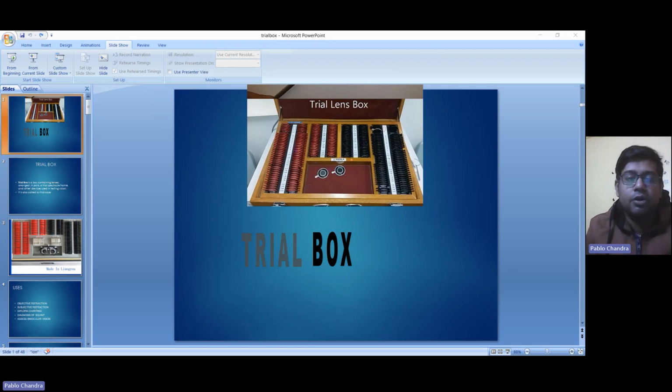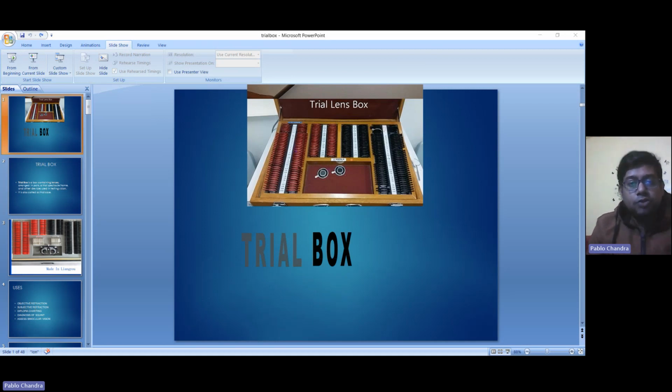So today I'm going to talk to you in detail about what a trial box is, what the components in a trial box are, what lenses are there in the trial box, and what accessory lenses are there in the trial box. All these things I will teach you and discuss with you in detail. So bear with me to understand what the trial box is all about.